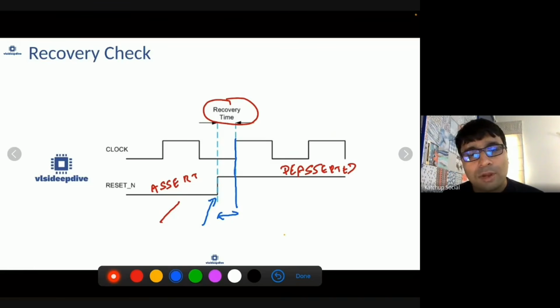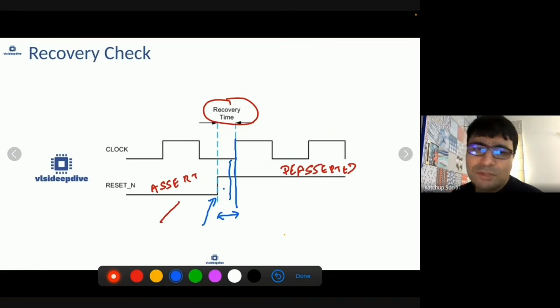That time requirement is given by the logical library of your flop, and this time requirement is known as recovery time, similar to setup time, in that some time before only, it can deassert. Assertion can happen at any time. Deassertion should happen some time before the clock edge, and that is the recovery time requirement. If this deassertion happens very close or within this time window, the design is failing recovery time.